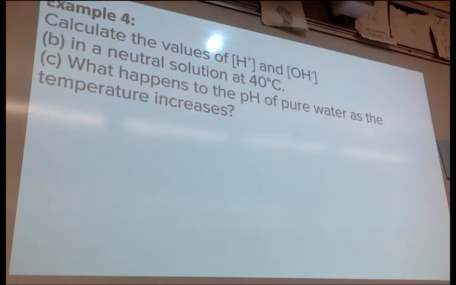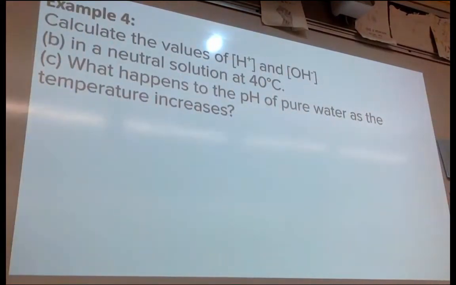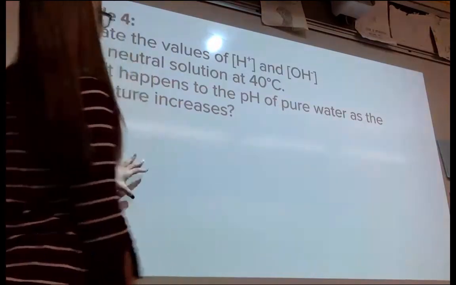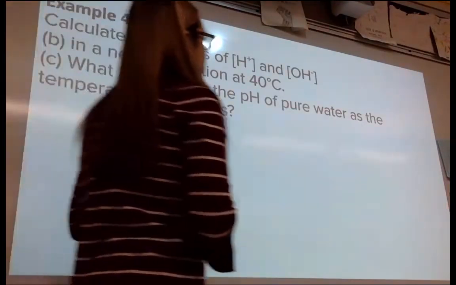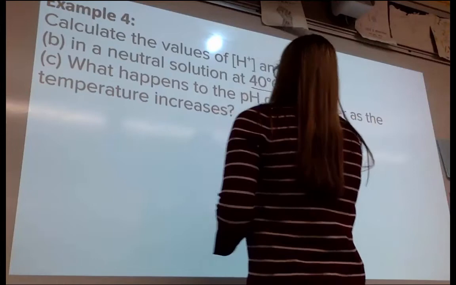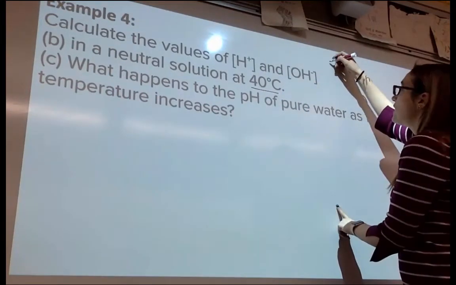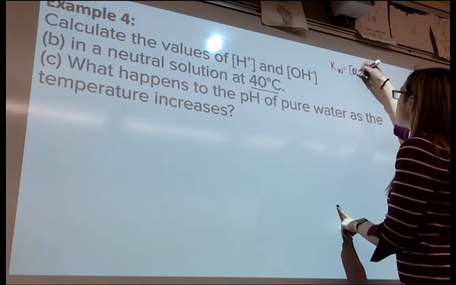And so what we're going to do is finish up example 4. Yesterday we did part A of example 4. Today we're going to do parts B and C, because again, this will help us as we go through mastering. For this example, we're calculating the values of H plus and OH minus. But now it says in a neutral solution at 40 degrees Celsius. The relationship between H plus and OH minus doesn't ever change. Well, I guess I'm going to do OH minus first.